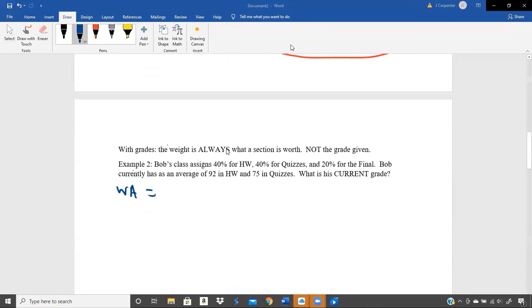Okay. Weighted average is data times weight, data times weight. All right, so the 40%, the 40%, and the 20%, those are going to be our weights. I'm just going to write W and then point, point, point, and then these are our datas, this 92 and this 75. Okay, so I gave you the 92 for the homework. I gave you the 75 for the quizzes.